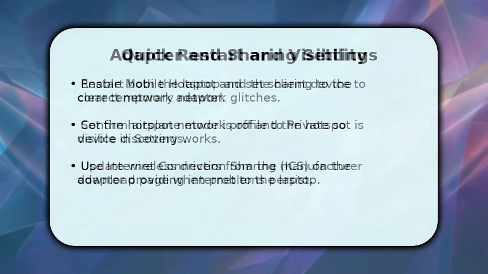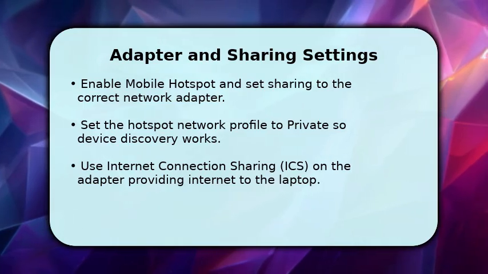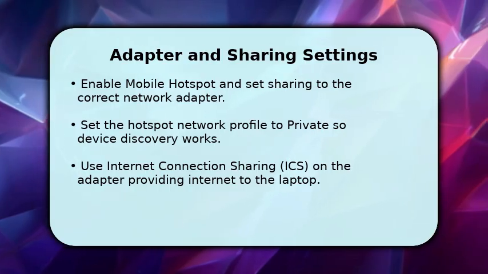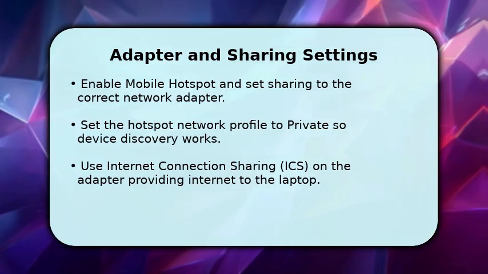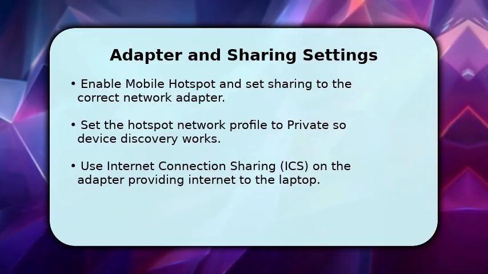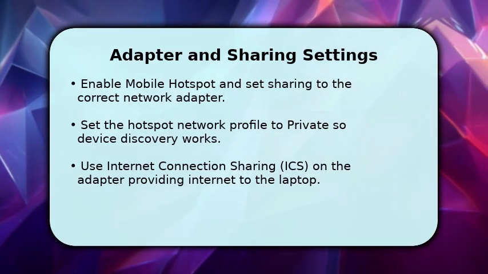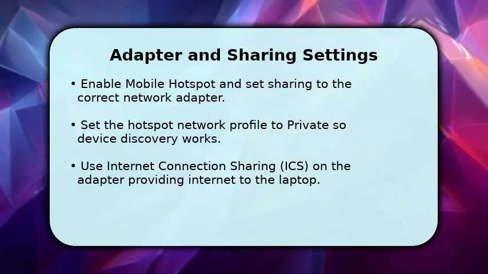Open Network Settings and enable Mobile Hotspot, then choose the correct source adapter. Make sure the adapter providing internet is sharing that connection via Internet Connection Sharing. Set the hotspot network profile to private so device discovery and file sharing work reliably.